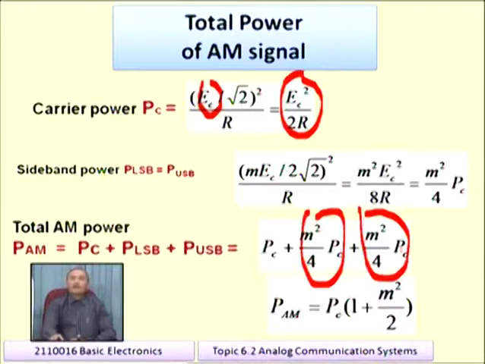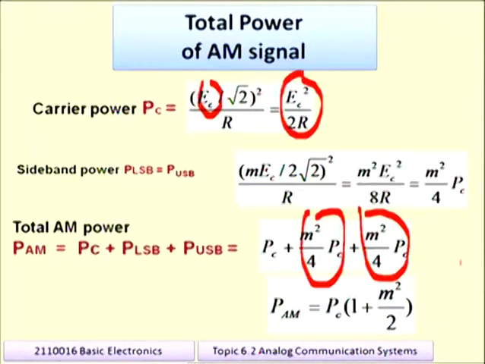And you can see that if you increase the modulation index here, then the transmission power will increase because it is proportional to 1 plus m square by 2. So if you are increasing the modulation index, the transmission power will increase.